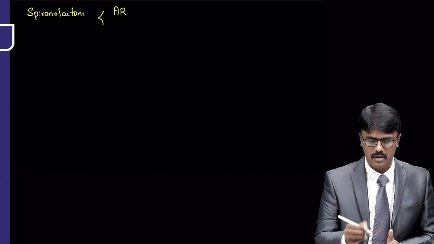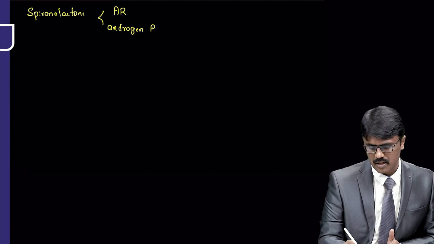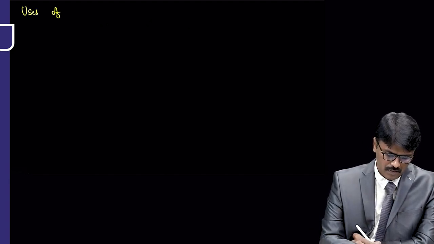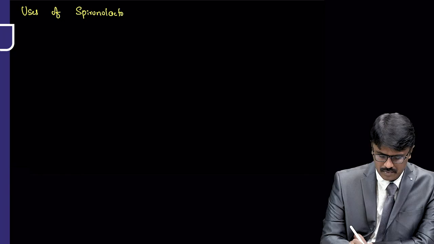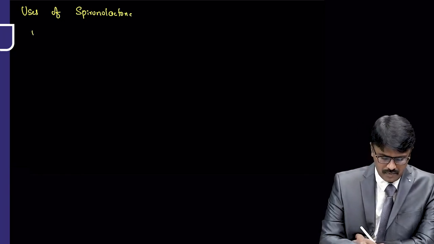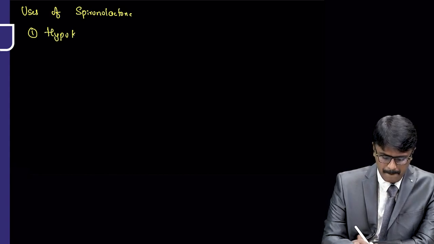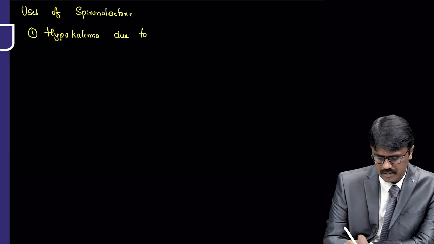Now, once we understand that, we will understand the specialty of spironolactone. Spironolactone has two things. It will block aldosterone receptor. Not only that, it also blocks androgen receptor. It's an androgen receptor blocker. So keep that in your mind. So let me write the uses of spironolactone. Number one, why do you use that? To correct hypokalemia due to diuretics.